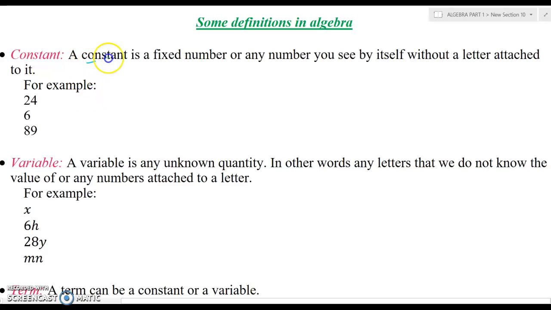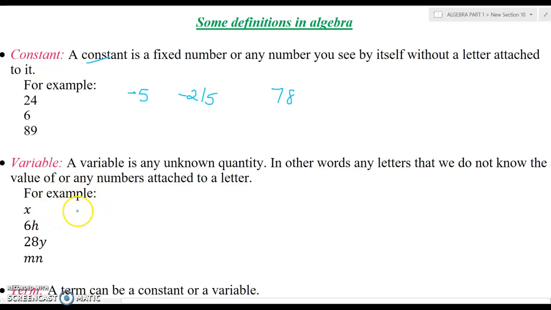So a constant is a fixed number or any number you see by itself without a letter attached to it. So any number is a constant. So 24, 6, 89, -5, -215, 78. Any number by itself without a letter attached to it is a constant.